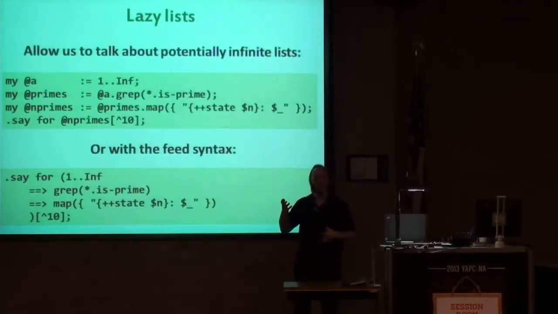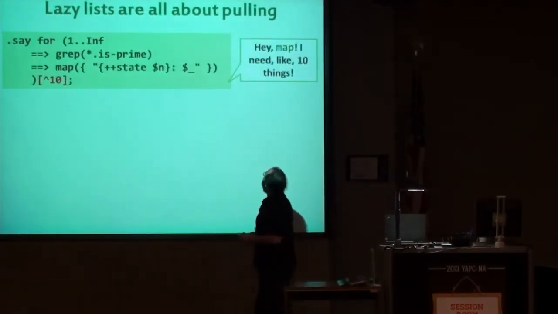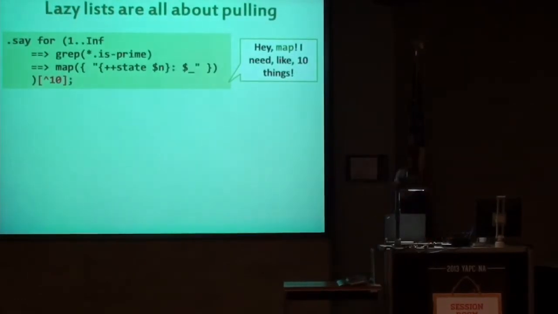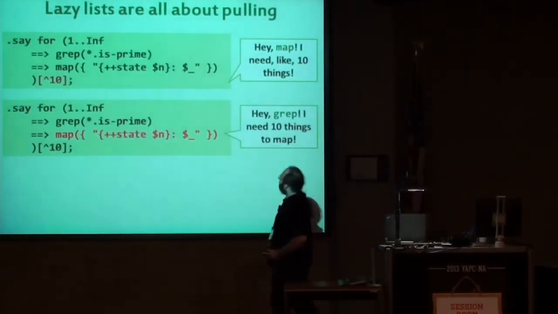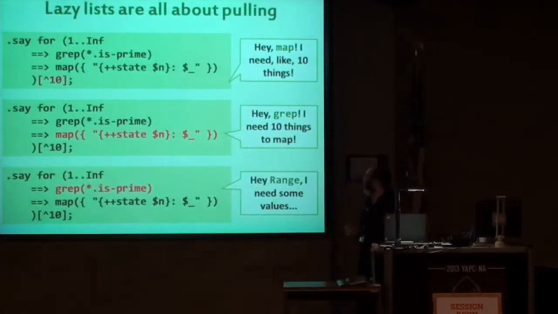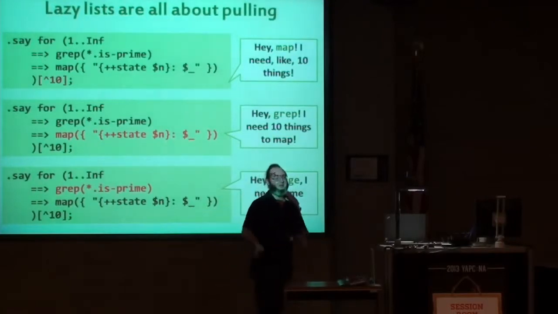So if you think about what happens when this is evaluated. Here we have it. And this guy in the end is like, hey, map, I need 10 elements. And map is like, grep, I need 10 things to map. And grep is like, oh, range, you know how to make values, don't you? And the range says, oh yeah, I do, here you have some.